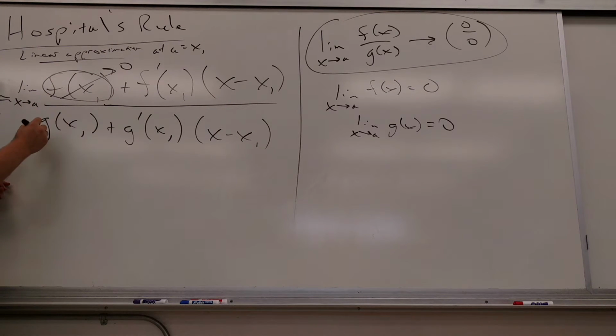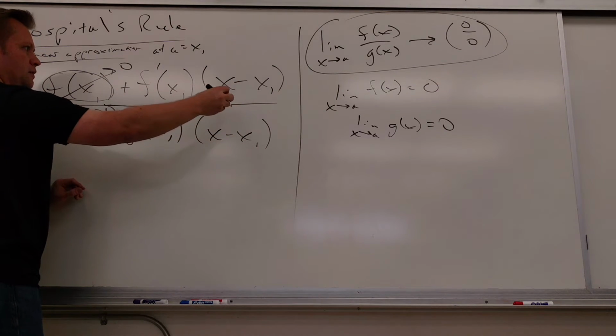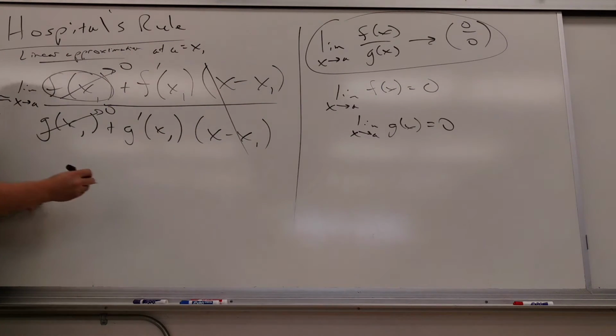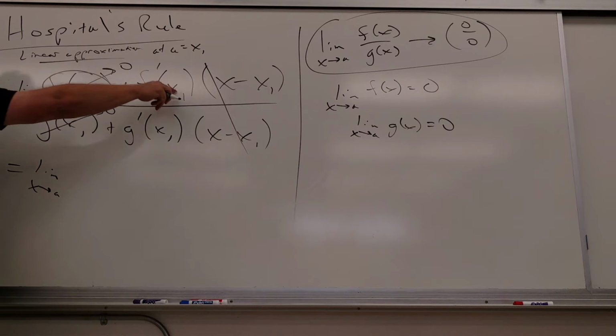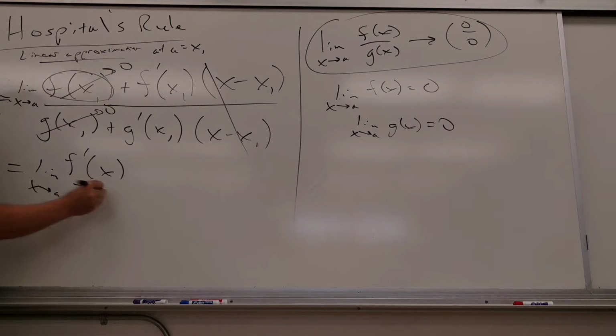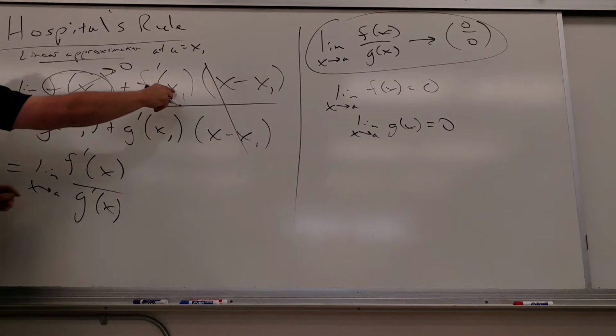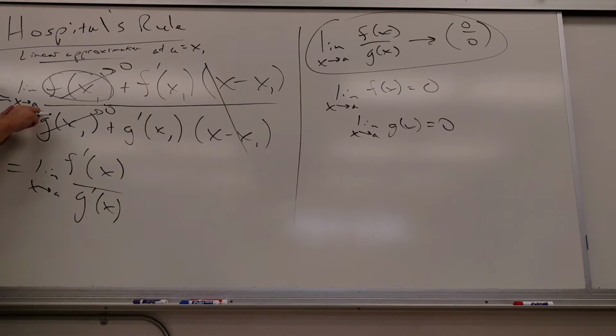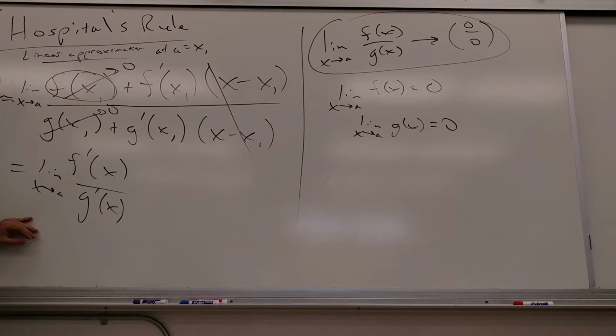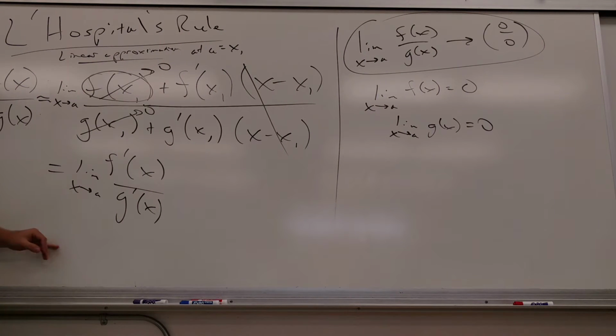And what's the limit of this? 0. And what can I do with these? Cancel them out. So this limit equals the limit as x goes to a of f prime. And this is the one little piece. x1 is somewhere in between these two, so eventually that becomes what x is, because x is pushing it towards a, and then eventually they're going to become the same. That's the little technical piece of these proofs that I'm trying not to get too deep into.